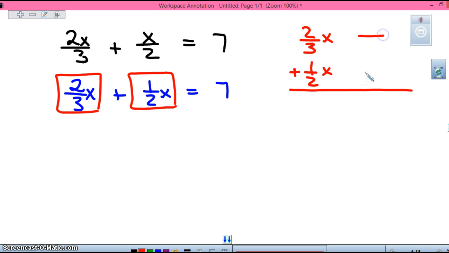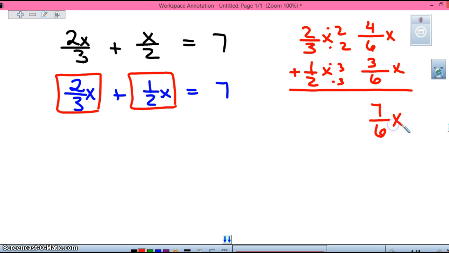The common denominator between 2 and 3 would be 6. 2 times 3 is 6. And 1 times 3 is 3. 3 times 2 is 6 and 2 times 2 is 4. With an x. 4 plus 3 is 7 over 6x. This means 7 over 6x is equal to 7.